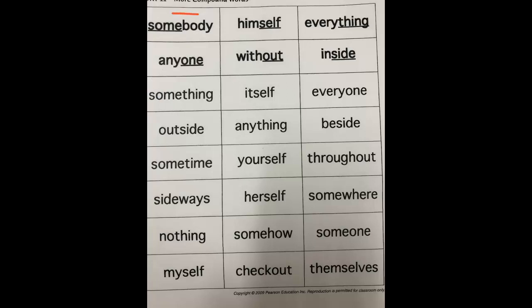Our first pattern is going to use the word some in the word. So we have somebody, we have something, we have sometime, we have somehow, somewhere, and someone. Looks like we have 6 different sums. Go ahead and change your color. Let's go ahead and move on to self.